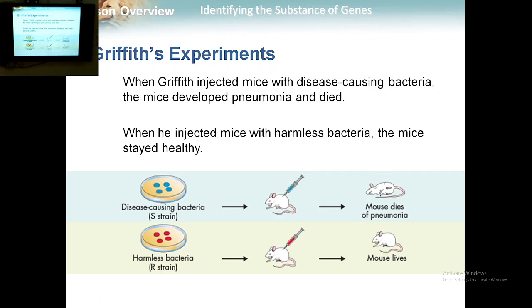The experiments were done in many stages. In the first stage, Griffith injected mice with disease-causing bacteria. Once he injected the mice with the S strain, the mouse died because of pneumonia. In the other part, he injected mice with the R strain, and after that the mouse was still alive.